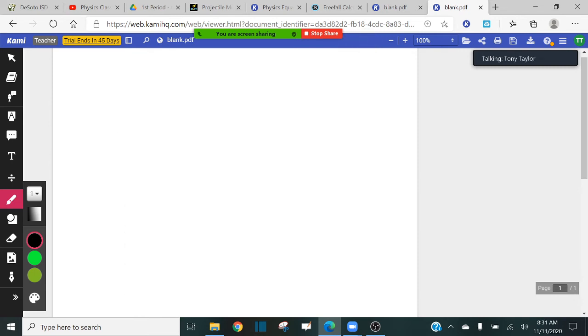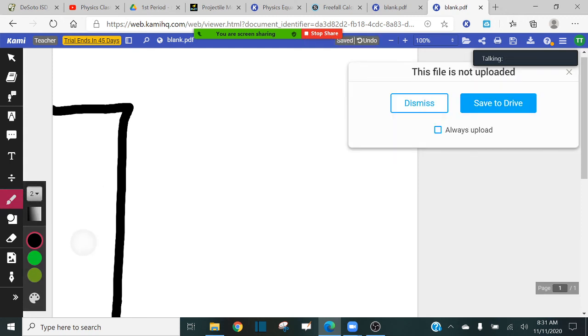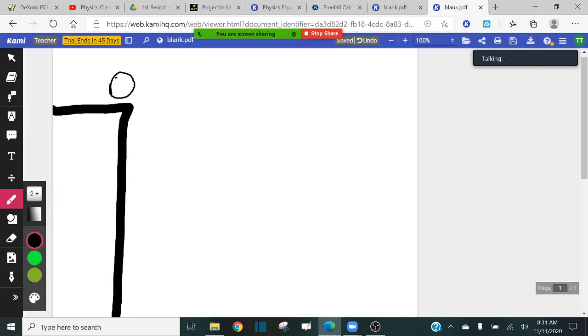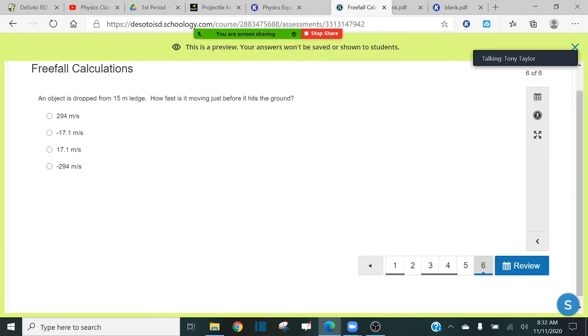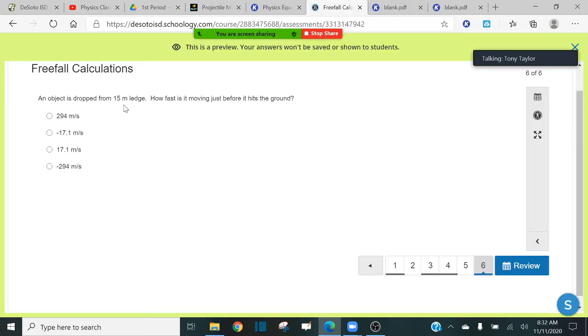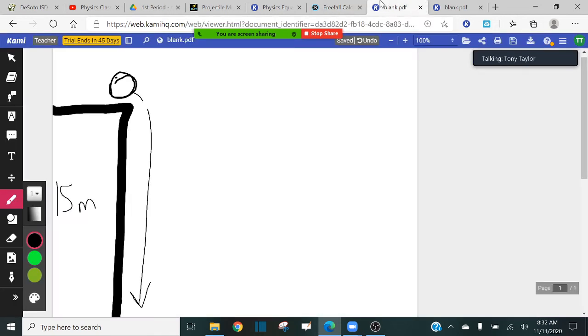Let me just make my ink thicker. So we have a ledge here. And it says an object. So like imagine a ball being dropped off this ledge. So we have a ball. And it's being dropped off the ledge. And it falls all the way down to the ground here. Okay. Now, the height of this ledge is a total of 15 meters. Because that's what we're told in the problem. And we want to know what is its final velocity just before it hits the ground. Okay, that's what we're trying to solve for.